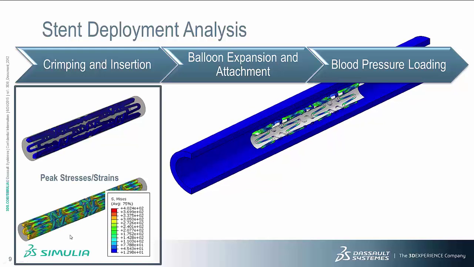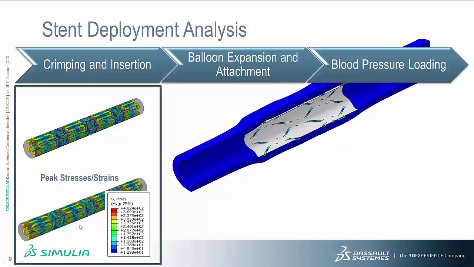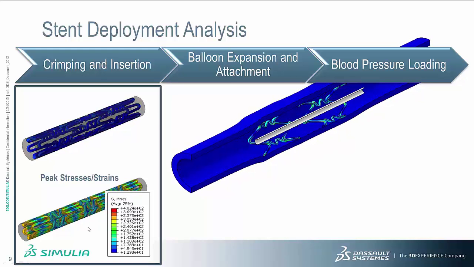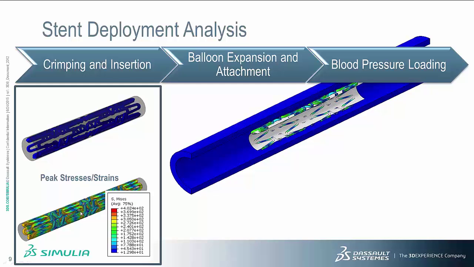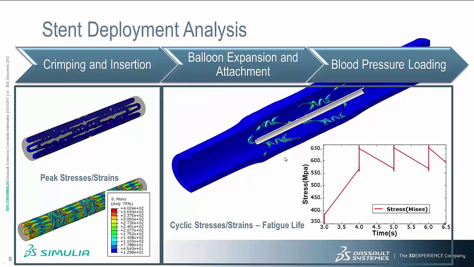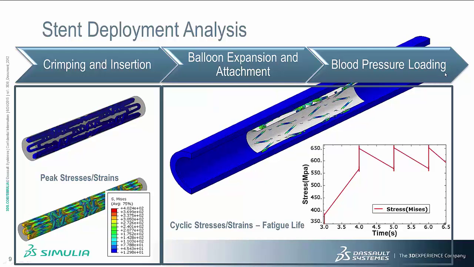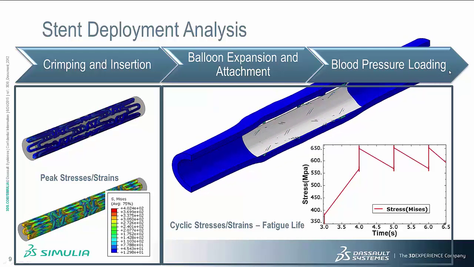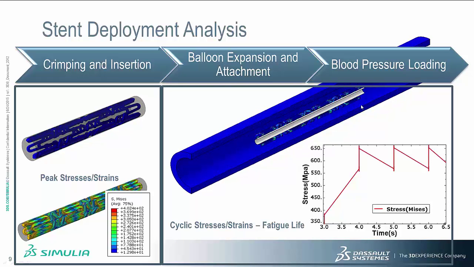On the bottom here you can see the results of the von Mises stress on the stent, and on the right hand side you can see how the blood pressure loading is applied and how it results in the stress in the stent.